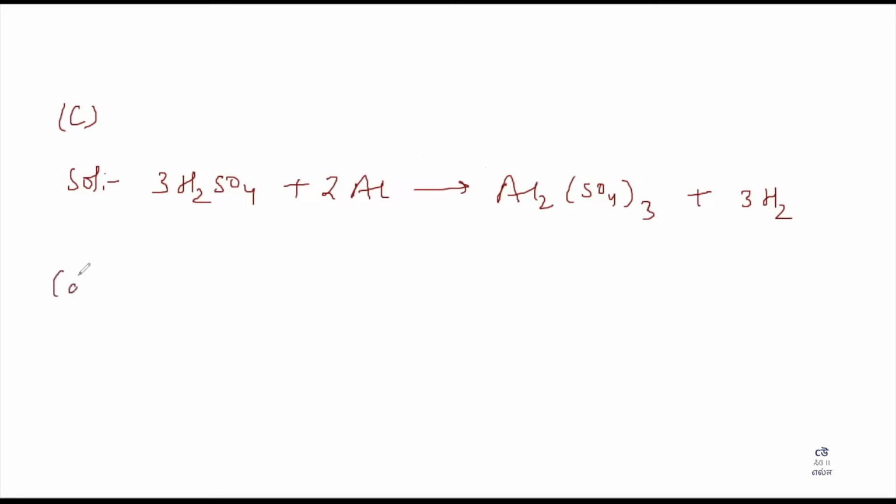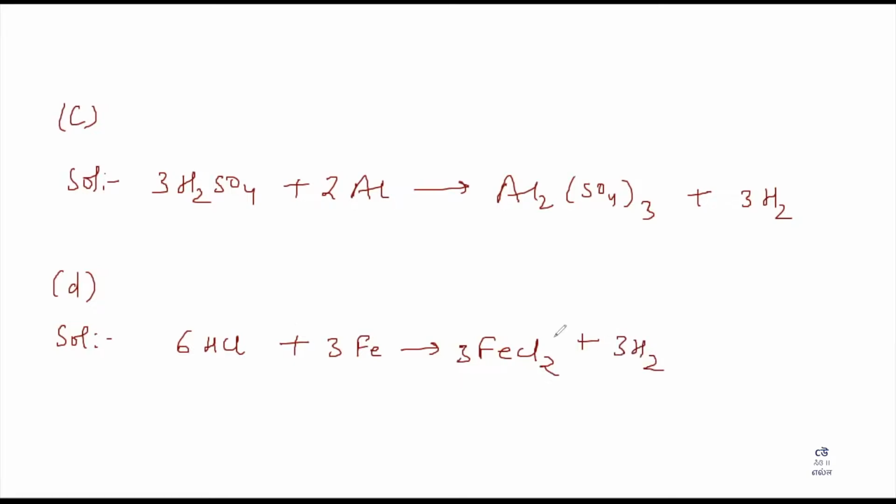Next question says that dilute hydrochloric acid is going to react with iron. So here we'll have 6 molecules of hydrochloric acid which will react with 3 atoms of iron to form iron chloride, and then some amount of hydrogen gas will also be there. So with this, students, we have covered question number 5 from the exercise part, and now it's time to discuss question number 6.